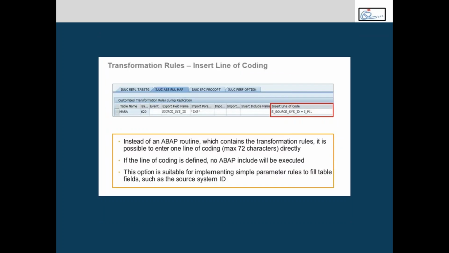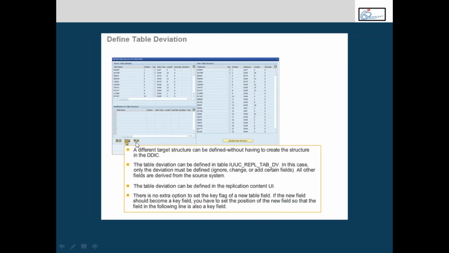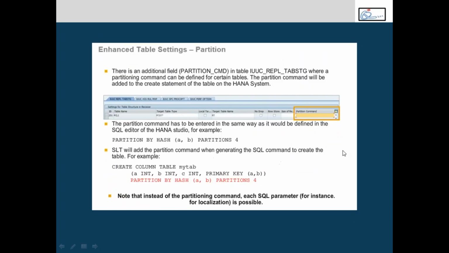You see in this part, you can write your code here. Max length is 72 characters, and this is where it is. In table settings, you click on table structure and edit the table structures. You can add, delete, or remove a column or add a column and refresh your structures. This is about adding a new column. And in the partition command, you can specify the partition command to be used for partitioning.